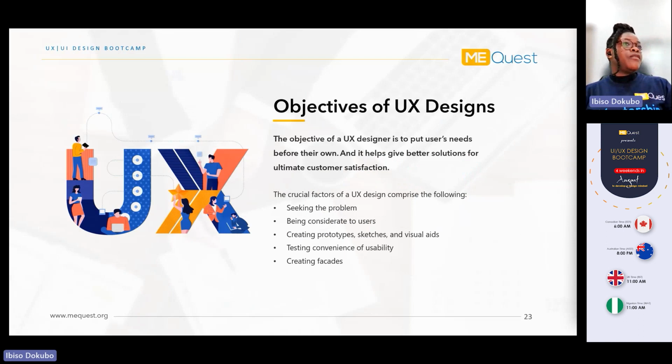The next one is the objective of UX design, just like we've been talking about UX, usability. The factor there is seeking the problem. You need to know the problem. You need to be considerate to your users. Of course, you know your stakeholders.